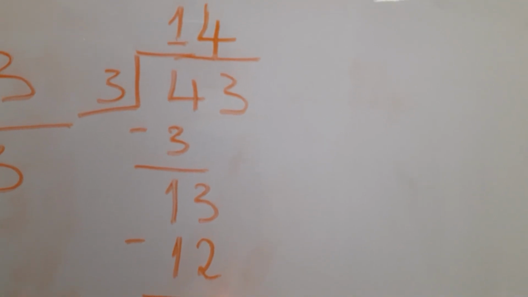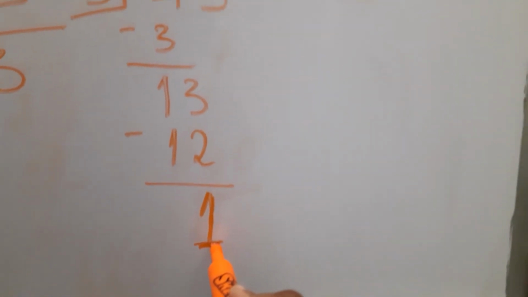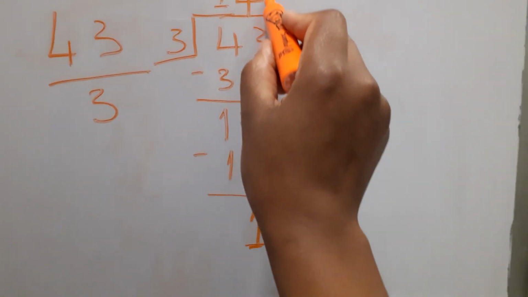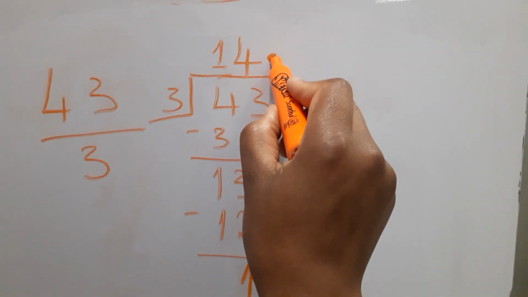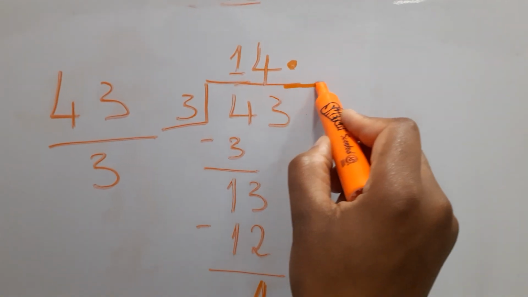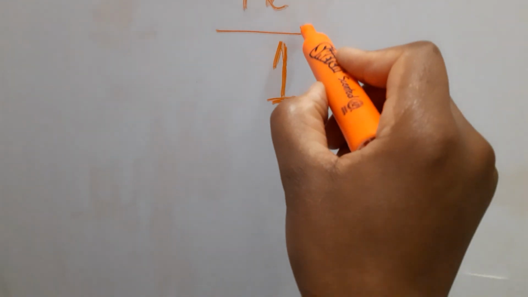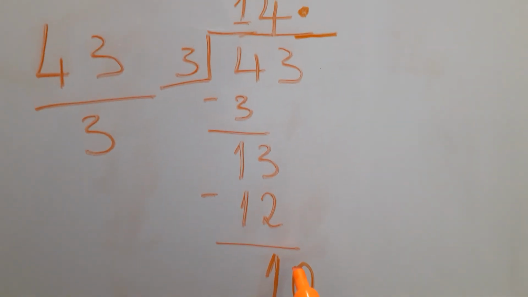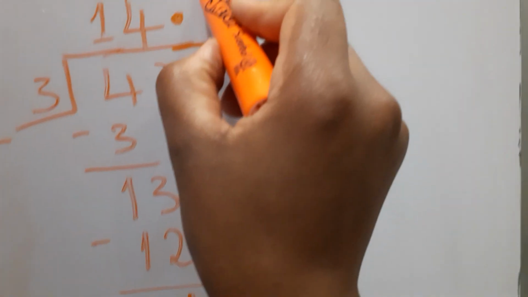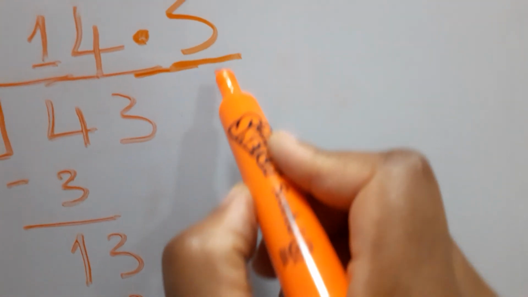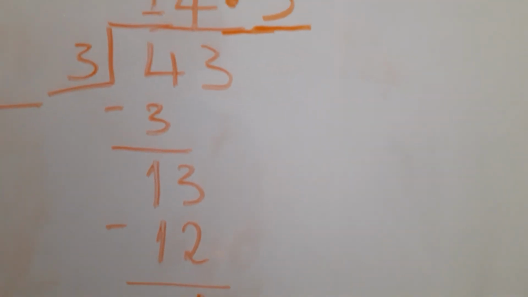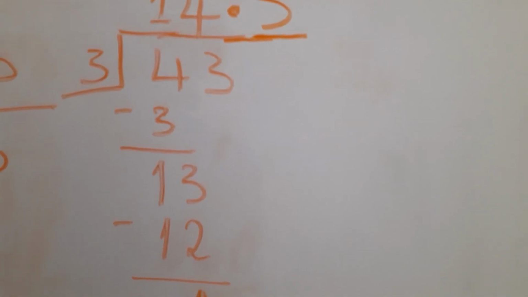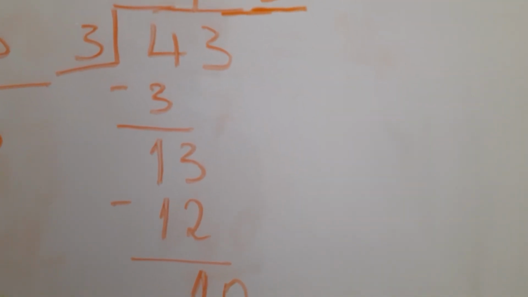We will convert this into a decimal. And how do we do this? We will convert into a decimal by putting a decimal point here at the top and adding a 0 here at the bottom. So 10 divided by 3 will give us 3, because we know from our 3 times table that 3 times 3 is 9. So that gives us 9. And 10 take away 9 is 1.